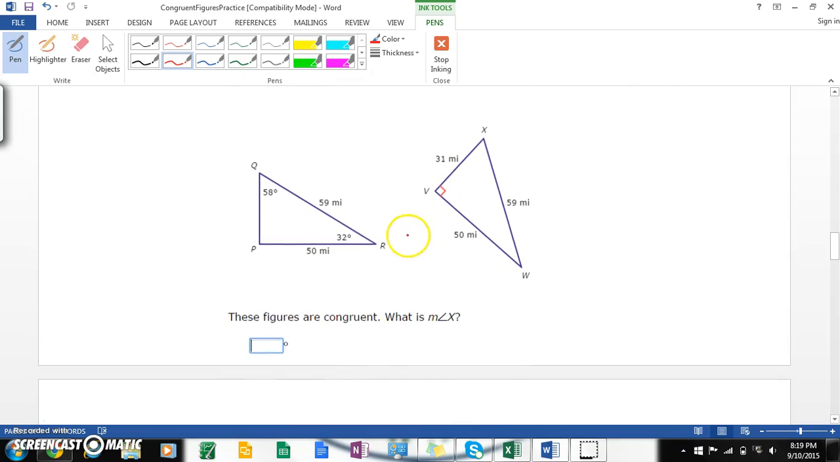Moving down to 6. Number 6 goes back to congruent figures. It tells you these figures are congruent. What is the measure of angle x? The measure of angle x up here. That's all I'm going to give you, and you write your answer here.